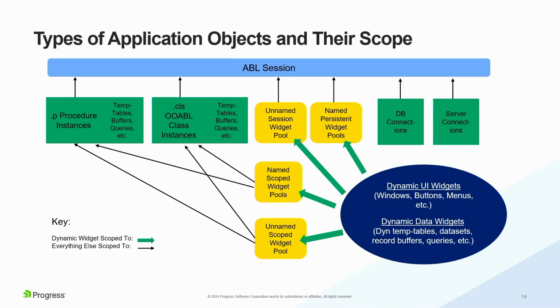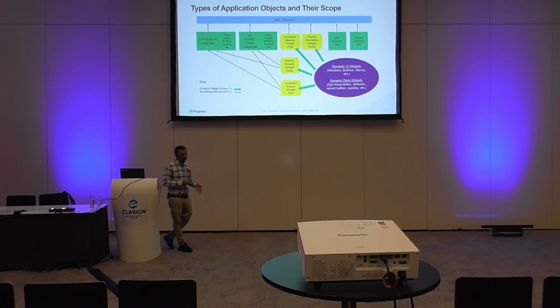For the ABL session, we have various scopes associated with it. When I'm executing the .p procedure, that .p procedure is executed in the scope of the ABL session. So whatever memory has been allocated, is allocated for that session scope. Inside that procedure, if I am creating a temp table or any query object, that query object and everything is scoped to that procedure. When that procedure is done, everything that was allocated to that procedure should go out of scope, be garbage collected and removed from the system.